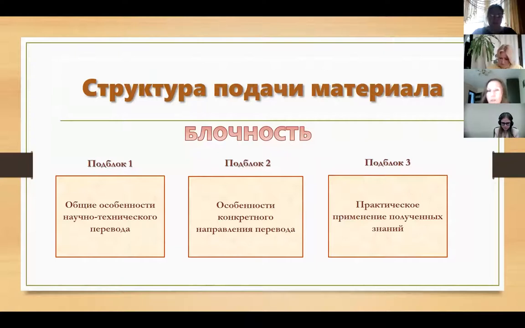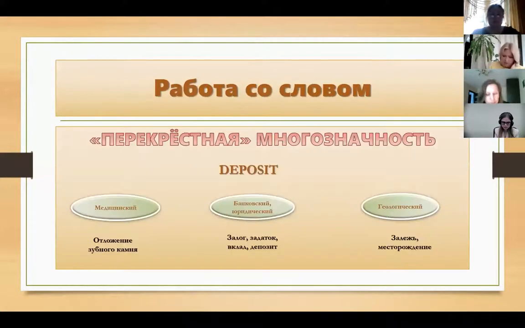I can say that in each and every unit, for instance, if the unit of medicine starts, you should not omit the basics, something that is general for these units. It will be remembered better by the students. The second subunit is specifics of education. For instance, medical geology. That is a new direction that unites two topics, medicine and geology. You will see it later. And the third subunit is practical application of the acquired knowledge. And I will say what we mean by that.